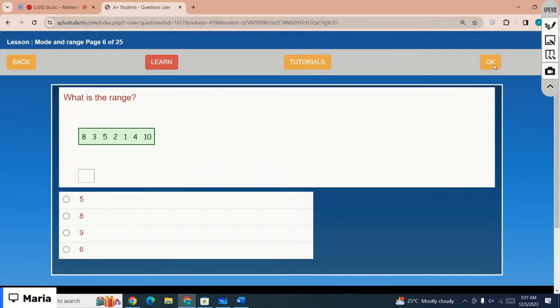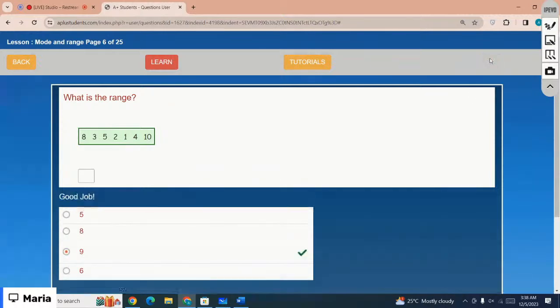Yes, the range of the data is 9, right? Because the range means the difference of the least and the greatest number, right? So the greatest number is 10 and the least is 1. So the correct option is 9. 9 is the range of the data. Got it?